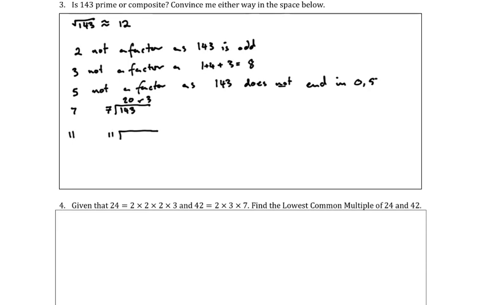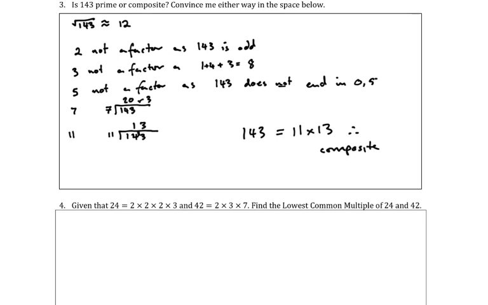The next prime number after 7 is 11. 11 is smaller than 12, so we have to test it. Now, a common mistake with this question was not to test 11, even though you must test 11 because 12 is the square root and 11 is smaller than that. 11s into 143 go once, remainder 33. 11s into 33 go 3 times, with no remainder. So, 11 builds 143 with 13. So 11 times 13 is 143. So 143 is composite because it's built by 2 primes, 11 and 13.